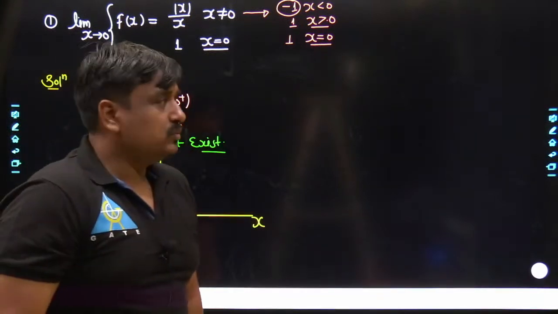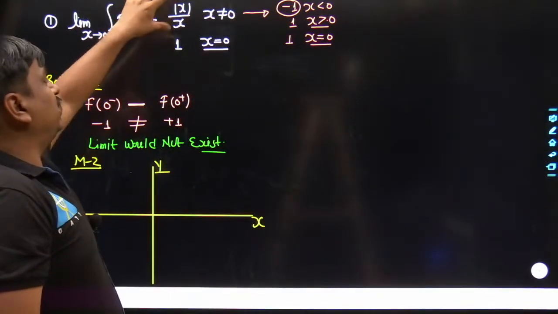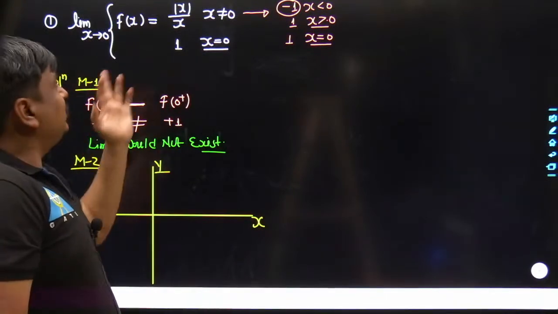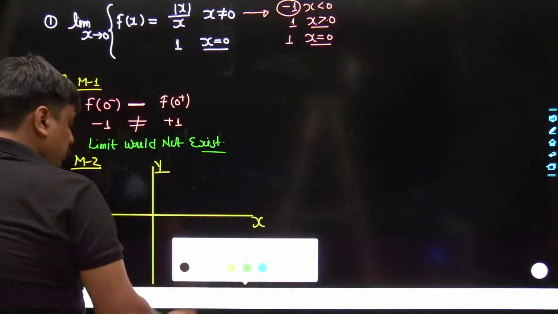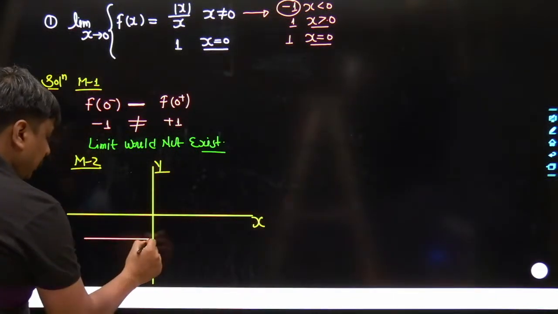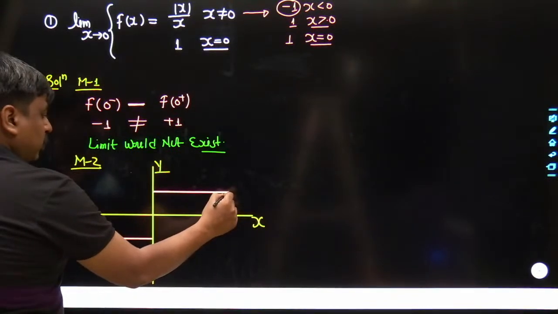because at the y-axis the value of x used to be 0. What would be the nature of mod of x divided by x? It would be minus 1 for negative values of x, and similarly it would be plus 1 for positive values of x. So the output is going to be something like this. It becomes minus 1 for all negative values of x, and plus 1 for all positive values of x.